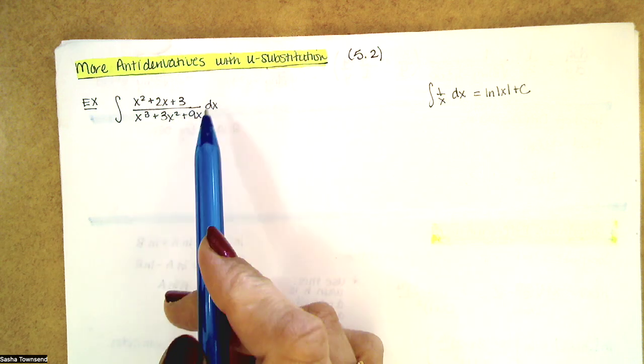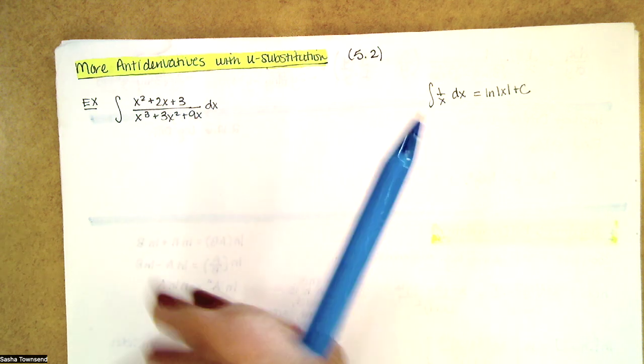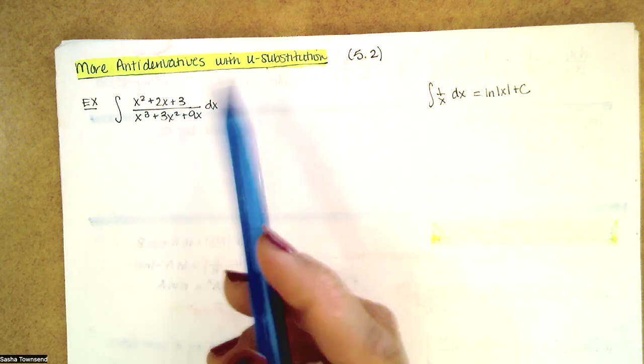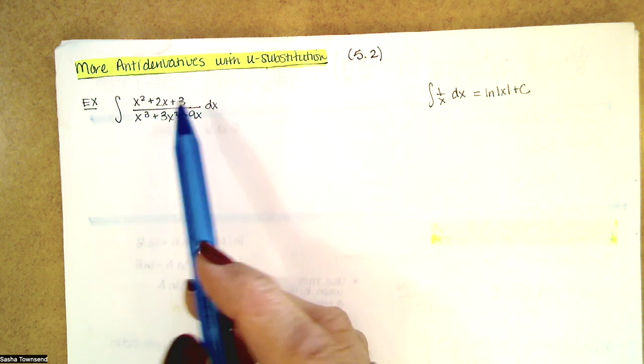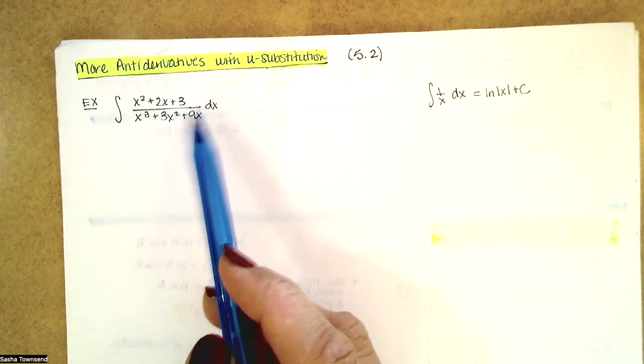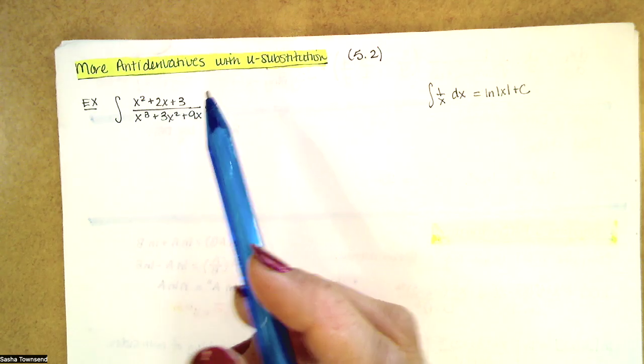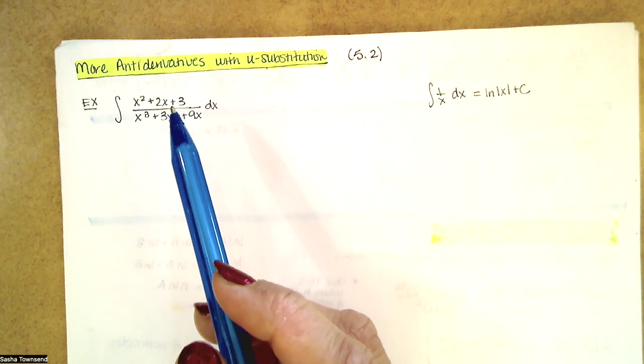So I've got an integral like this. And every time we see an integral, we're going to ask ourselves, do I have a basic rule for that? And we don't. We don't have any quotient rules for antiderivative. And what we have here is a rational function. We've got a polynomial divided by a polynomial. So we say, okay, well, what techniques do we know? Well, other than our basic rules, we know u-substitution.